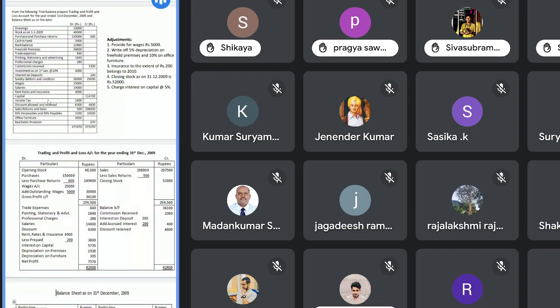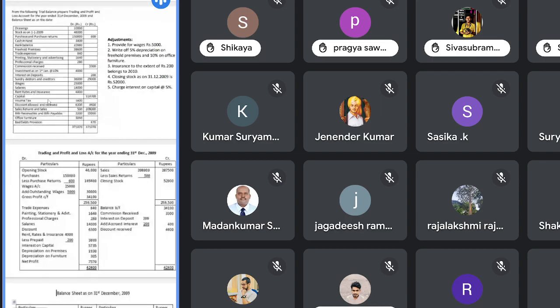Then the gross profit you have to bring into the profit and loss account. No need to write a heading separately. You have to continue in that, because in the heading itself we have written trading and profit and loss account, right? So bring gross profit to the profit and loss account, that is 34,100.